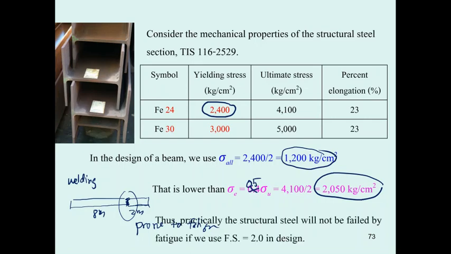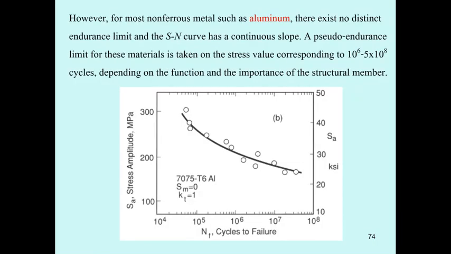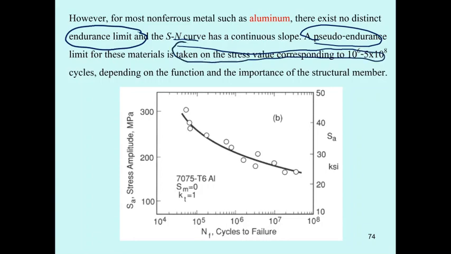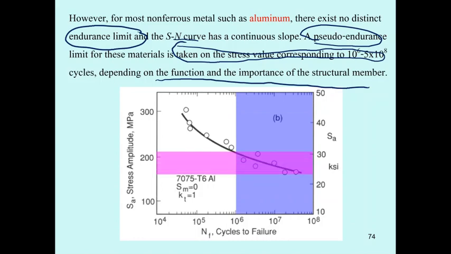So most of the time our structural steel will not fail by fatigue, due to the factor of safety of 2. And we have some non-ferrous metals such as aluminum. Aluminum has no endurance limit. To handle this, we have to set up a possible endurance limit by taking the stress value corresponding to some specific number of cycles that depends on the function and importance of the structure. You will set the bound. If your structure is going to take a very large number of cyclic loads, for example maybe 8 times 10 to the power 7, you decide this with the stress here, that's maybe about 160.